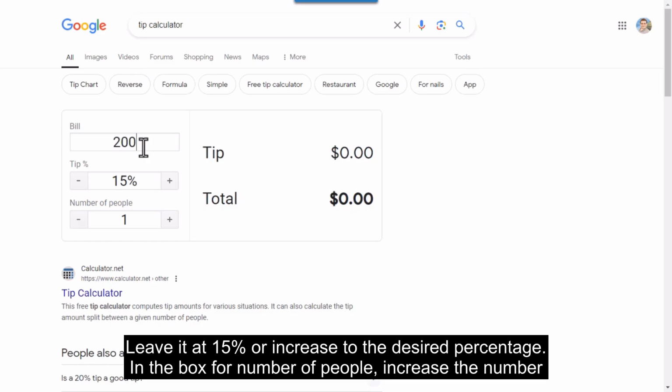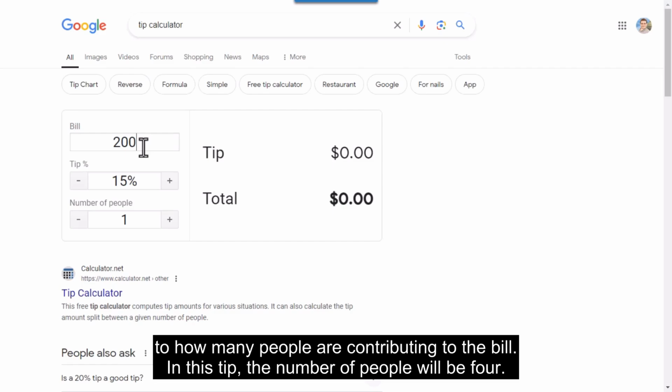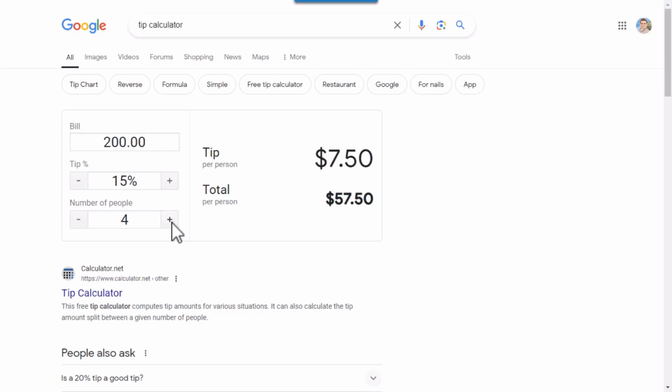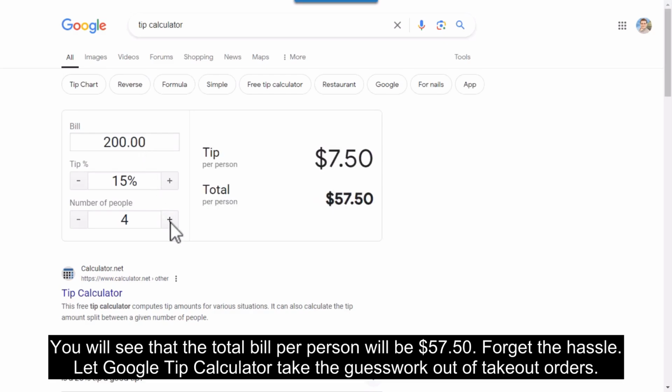Leave it at 15% or increase to the desired percentage. In the box for number of people, increase the number to how many people are contributing to the bill. In this tip, the number of people will be 4. You will see that the total bill per person will be $57.50. Forget the hassle. Let Google Tip Calculator take the guesswork out of takeout orders.